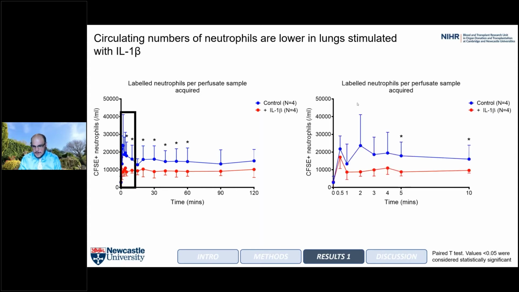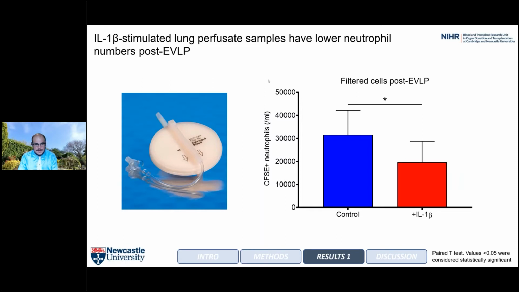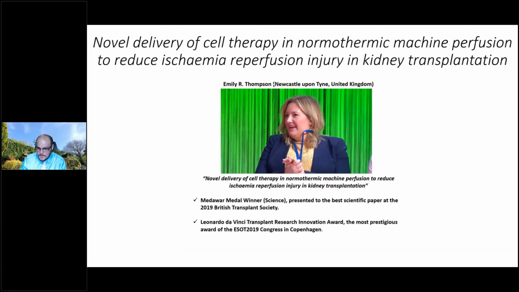And when we look at that a little bit shorter time frame, we see that this establishes within 1 to 2 minutes, so only a couple passes through the circuit where they then go in and we maintain these circulating levels. We can then filter this all out at the end to try to get the whole story. And we again were able to see that there were lower numbers of filtered cells in the perfusate reservoir with IL-1 beta versus control.